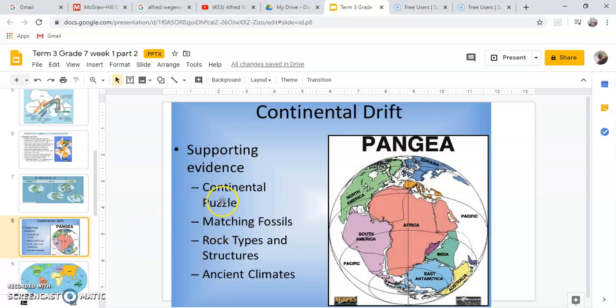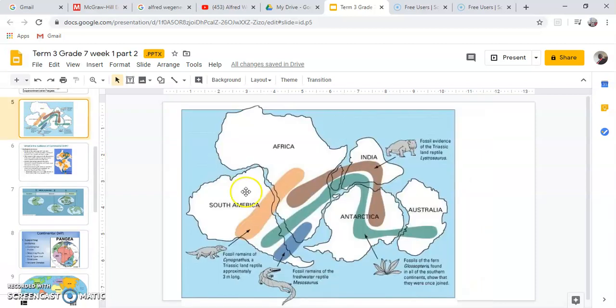Now, we have about 4 or 5 of them, as I told us before. Let's start with the first one, continental. I've explained about the matching fossils. That's what we have here: similar fossils, the same fossils or remains of the same organisms, found across different continents because they were once combined together.